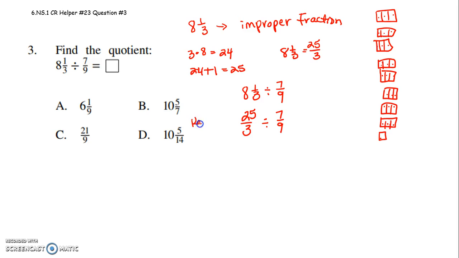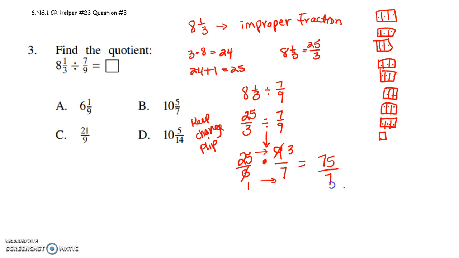At that point, I will keep, change, flip. I'll keep that first fraction, 25 thirds. I'll change my division to multiplication, and I'll flip over that second fraction to 9/7. At that point, I could choose to multiply straight across the top, straight across the bottom, or I could simplify. 3 goes into 3 once, 3 goes into 9 3 times. Now I'll multiply straight across the top, straight across the bottom. 25 times 3 is 75 over 1 times 7 is 7.